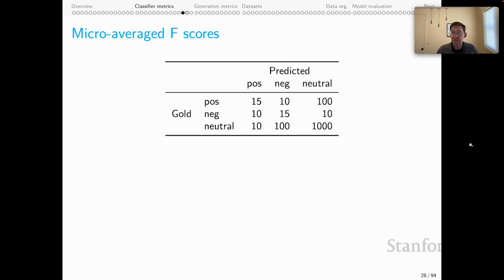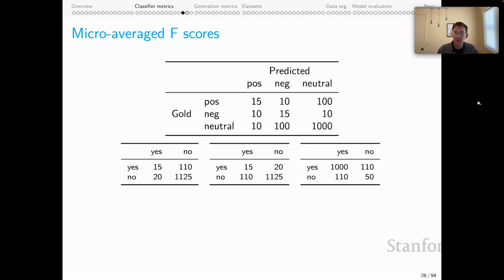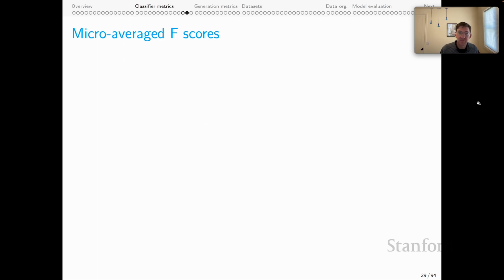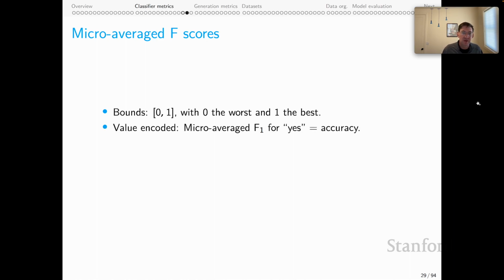The final way of averaging F-scores is called micro-averaging. What you do here is take each one of the classes and form its own binary confusion matrix for that class, and then you add them together and you get a single binary table. The properties for this are, again, bounds 0 and 1, 0 the worst and 1 the best. The value encoded is exactly the same as accuracy if you focus on the yes category in that final table that you constructed. It is exactly the same as accuracy.